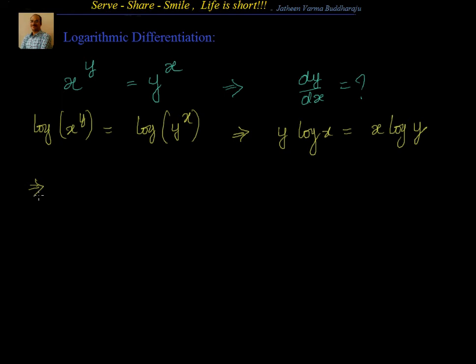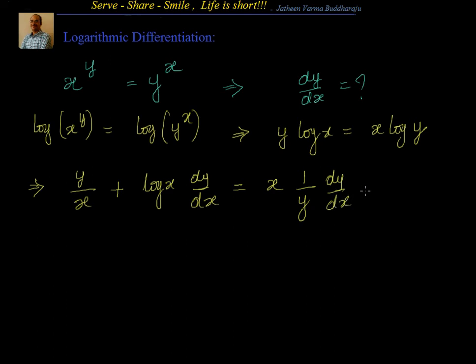Now let's differentiate this. It will be the product rule here, u and v, so it will become y by x plus y into derivative of log x plus log x into derivative of y, that's equal to, with respect to x, dy by dx. Here x is u, v dash is log y, that is 1 by y dy by dx, plus log y into derivative of x with respect to x, that is 1.